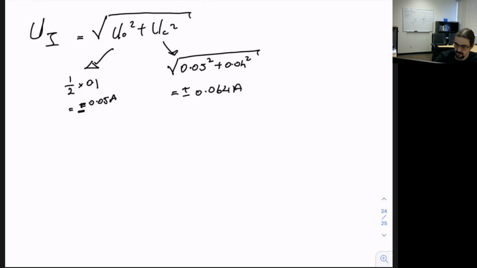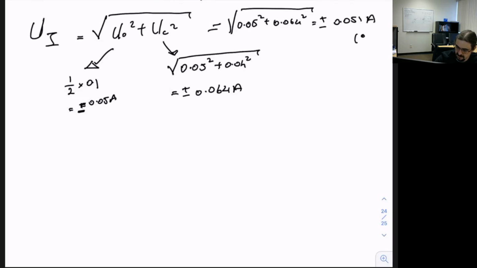0.064 amps. Okay. Now, if you were to combine these two, that's going to be the square root of 0.05 squared plus 0.064 squared, and that's going to get me plus or minus 0.081 amps, right? And that's at 95 percentile.